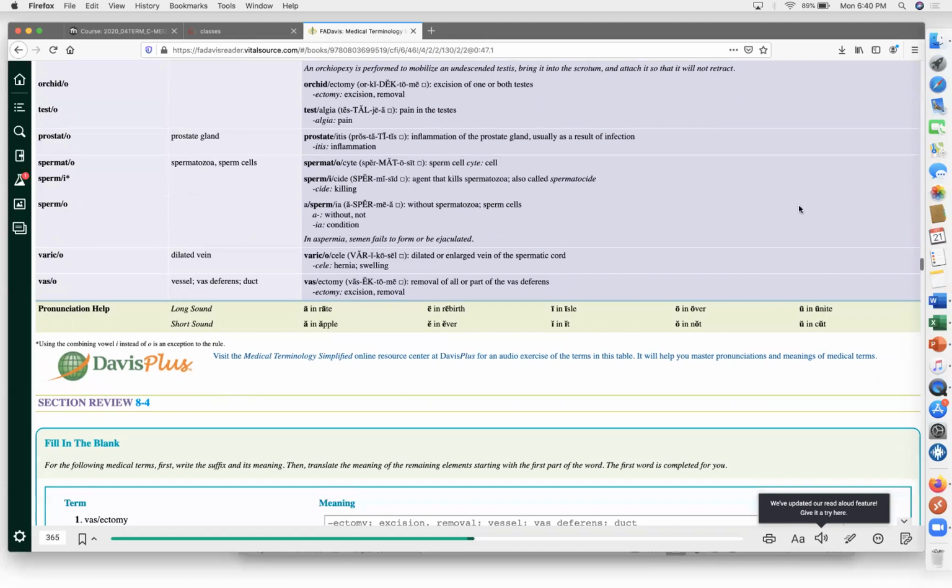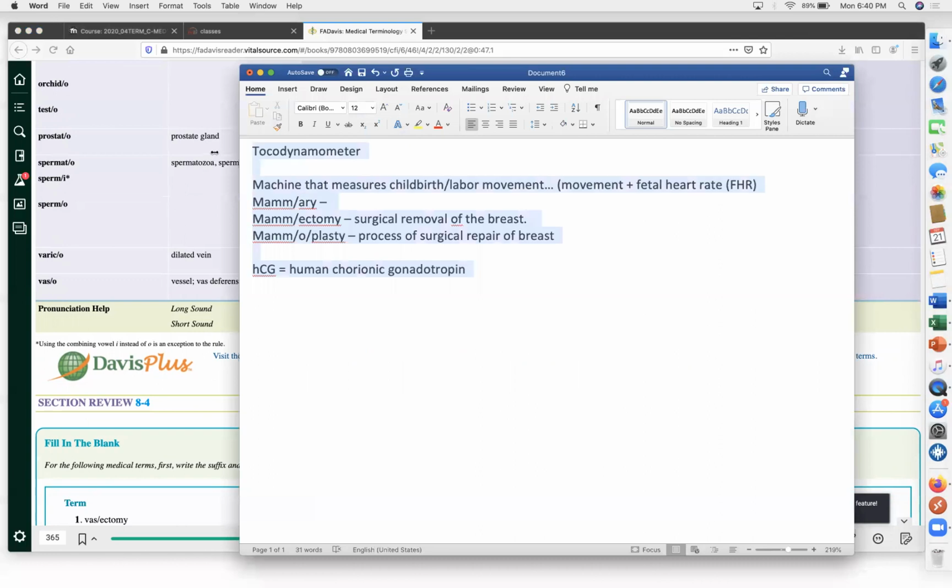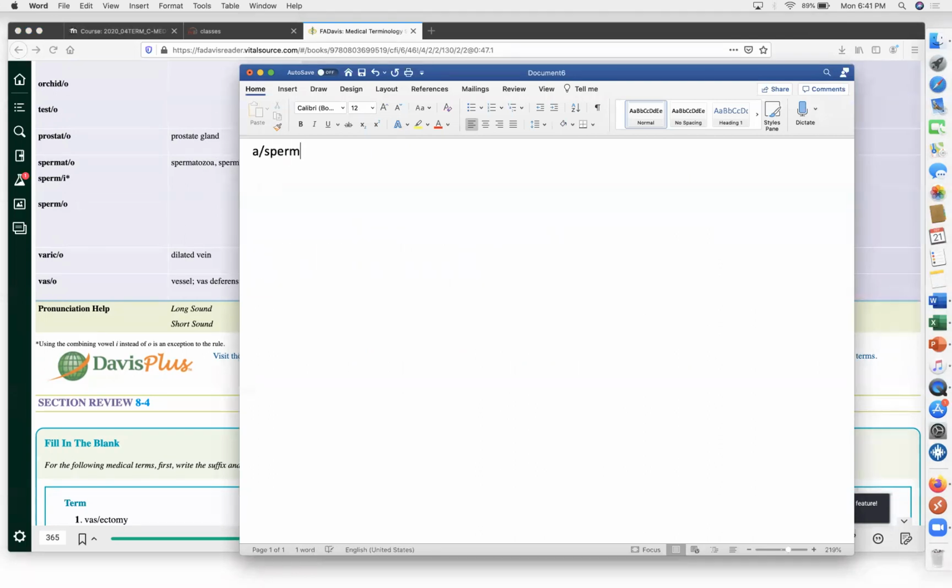Aspermia, let's look at this. Aspermia, state or condition of no sperm. But you could have oligospermia. And that's a state or condition of decreasing sperm. But remember, even though it's oligospermia, the person could still have children, so beware.